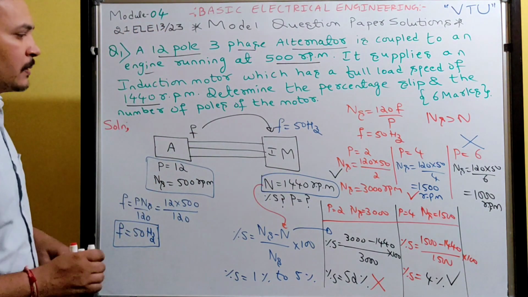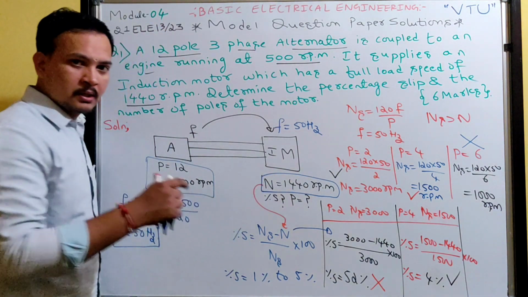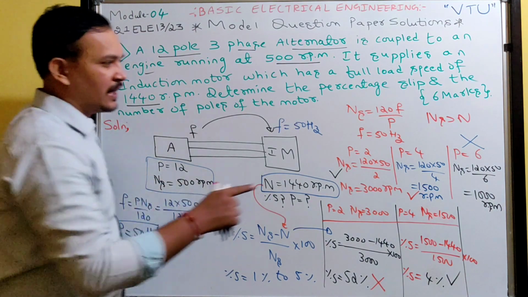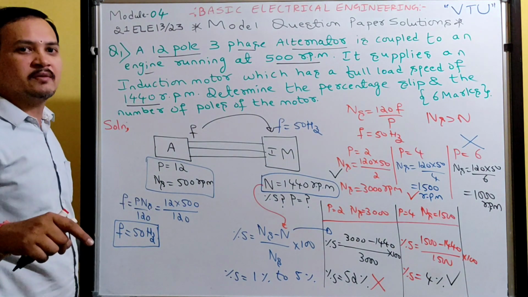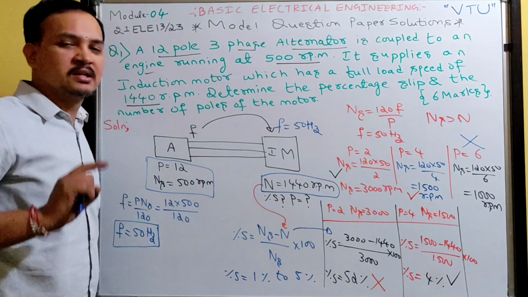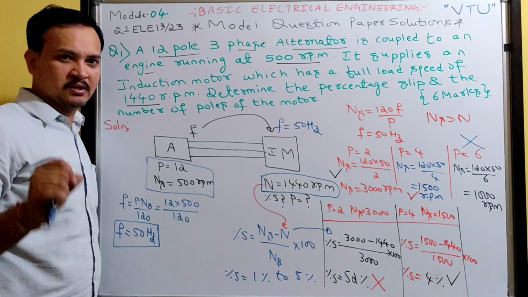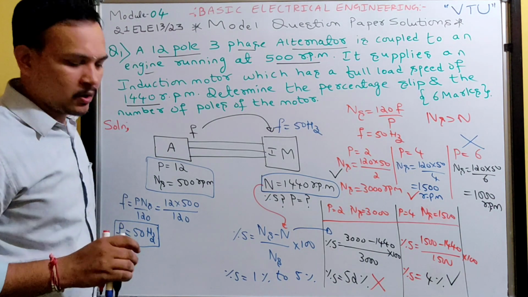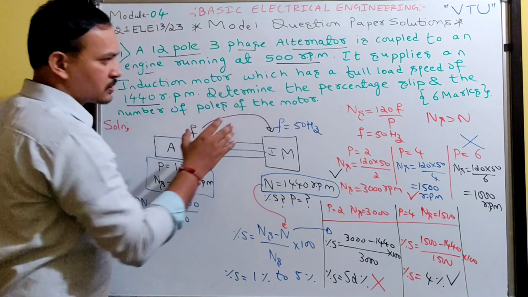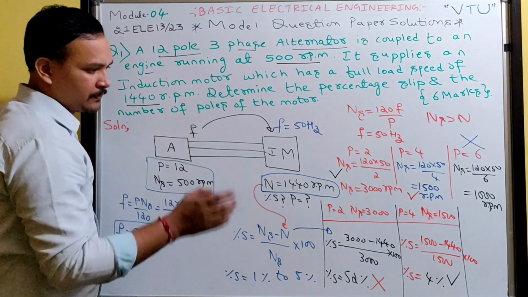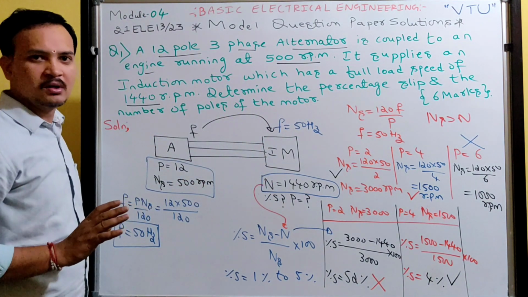Okay, but in this problem, poles is not given. So that's why I assumed poles. It can be 2 poles, 4 poles, 6 poles. When frequency is not given, you can assume 50 or 60 Hz. All over the world we have 2 frequencies, 50 or 60. Okay, got it? So please see, the final answer is the selected number of poles is 4 poles and percentage slip is 4%. Okay, got it?